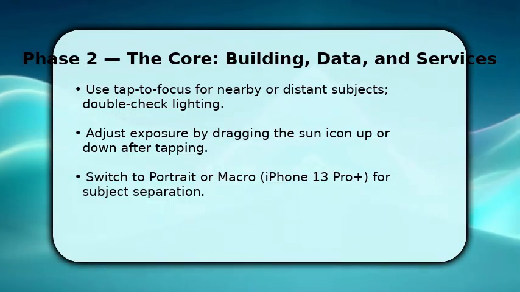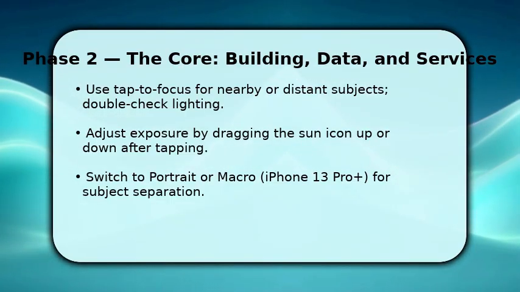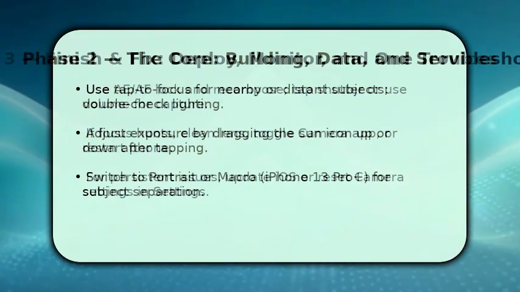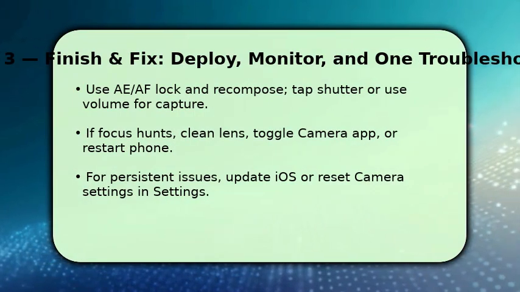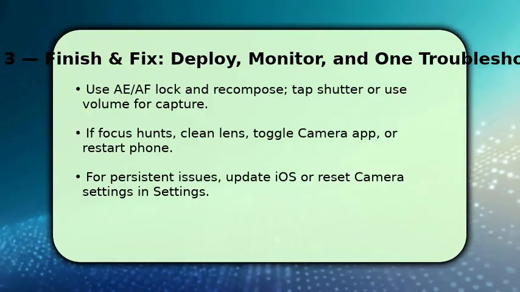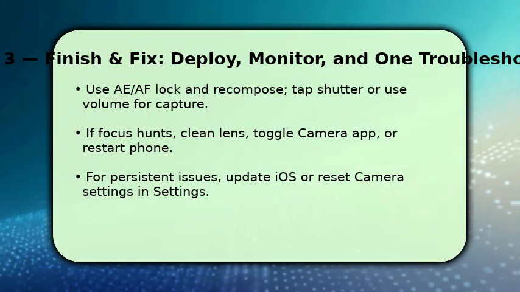If motion blurs the shot, increase shutter stability by steadying your hands or using a tripod, and you're ready to capture. With AE/AF locked, recompose and press the shutter or use the volume button for less shake.